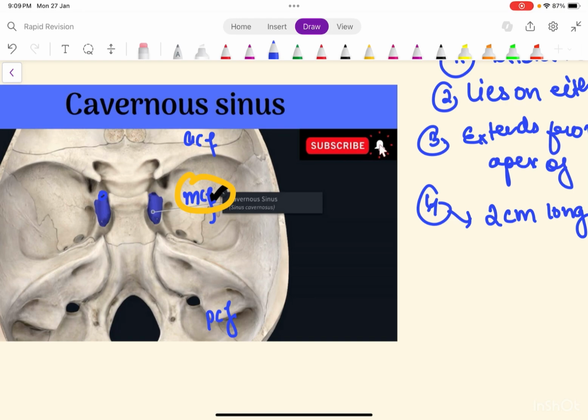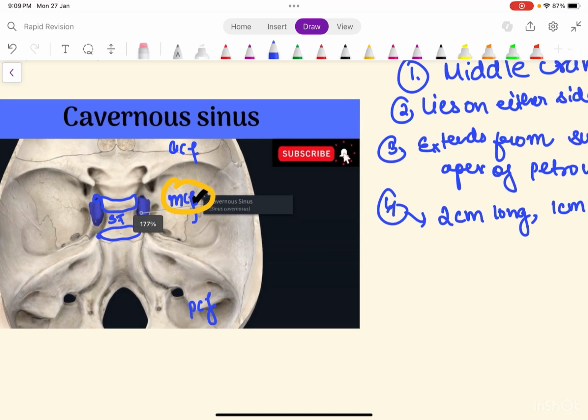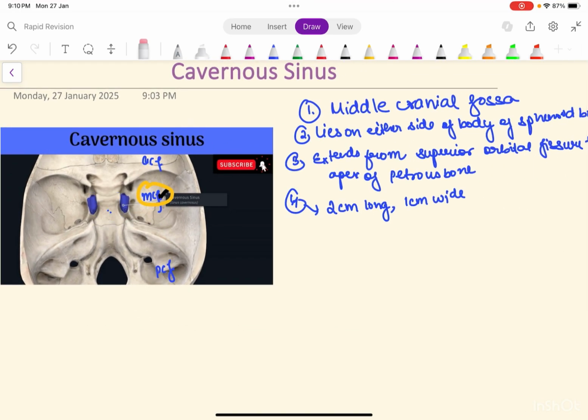So here is the superior orbital fissure. This is the dorsum sellae, this is the sella turcica. And from this only I will explain the relations also.